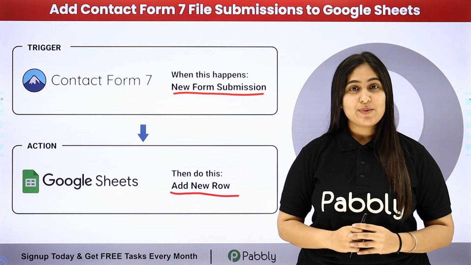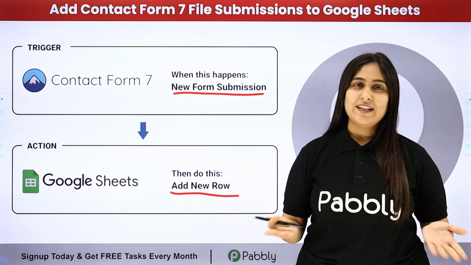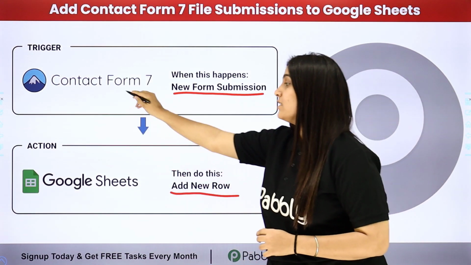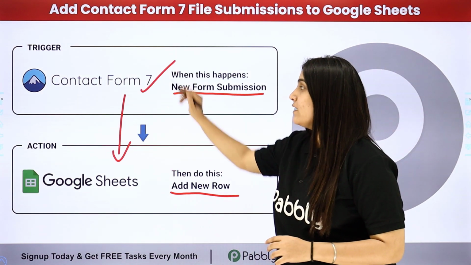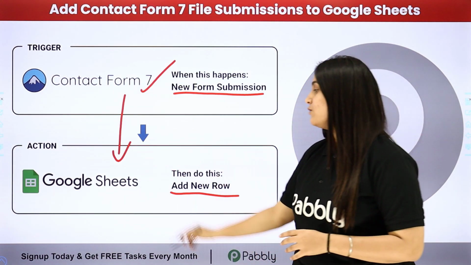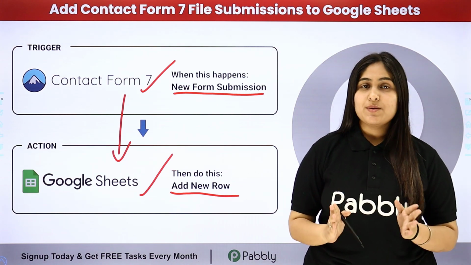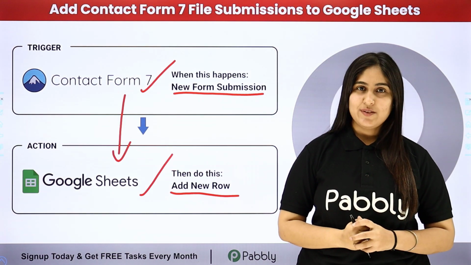To automate this process, we will use an automation software named Pabbly Connect, in which we need to connect a trigger and an action. In this process, our trigger application will be Contact Form 7 and our action application will be Google Sheets. To learn this process step by step, let me take you to my screen.